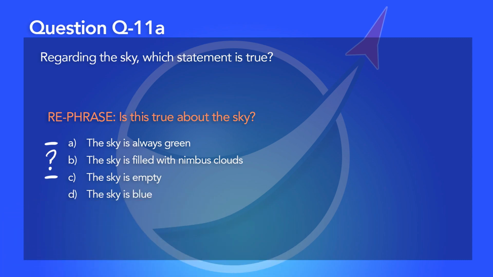So now I'm going to slide my hand down and I'm going to look at choice D. It says the sky is blue. So clearly the sky is blue, so I'm going to put a plus sign next to choice D.